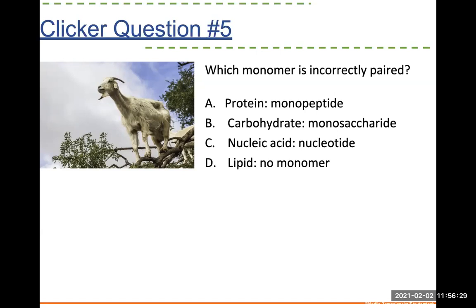Kaylin said A. Protein, monopeptide. Have you guys heard monopeptide today? The word monopeptide? No, right? So what makes proteins? Amino acid. Kaylin said amino acid. So amino acid is a monomer for protein. That's what makes protein. You have to put amino acids together, and that's what's going to give you a protein.